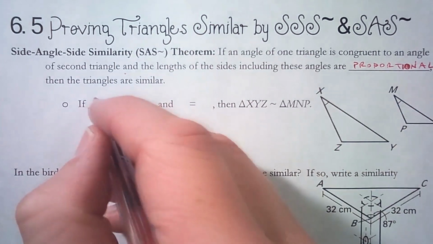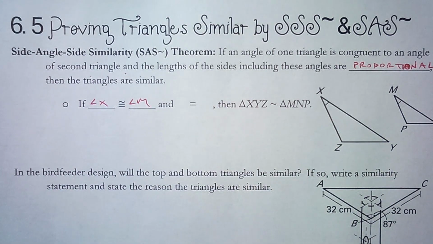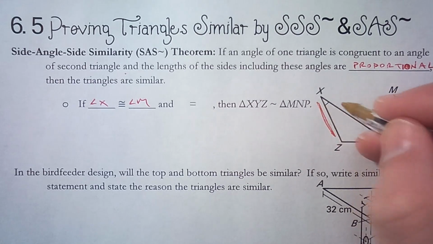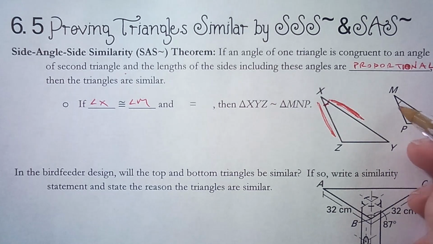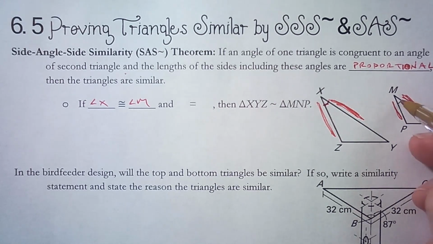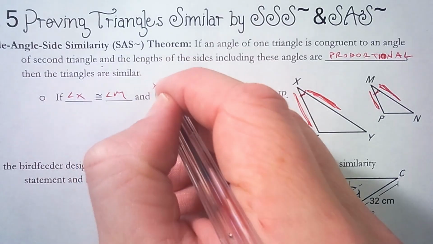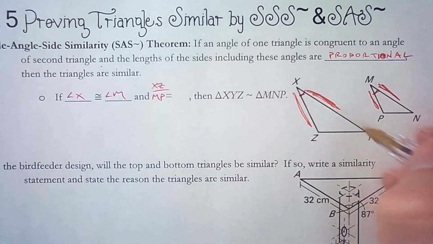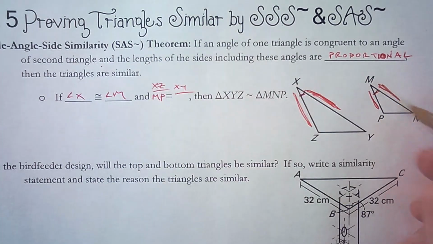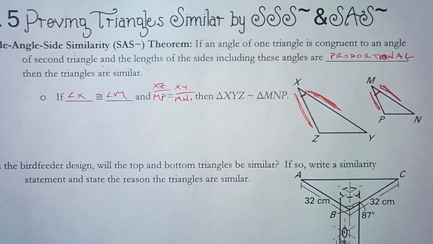Okay, so if angle X is congruent to angle M, and the sides including them, so that means these sides that have that angle between them, are proportional with these sides that have that angle between them. So that means XZ over MP is the same as XY over MN. Then the two triangles will be similar to each other.